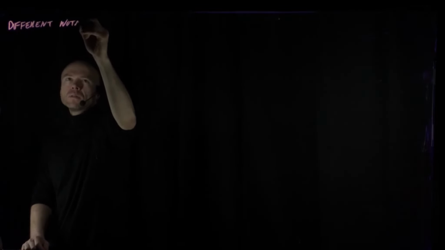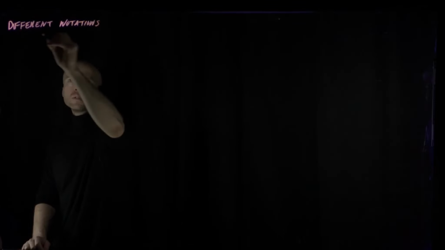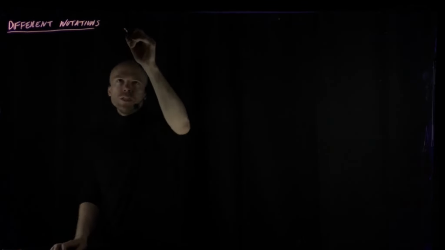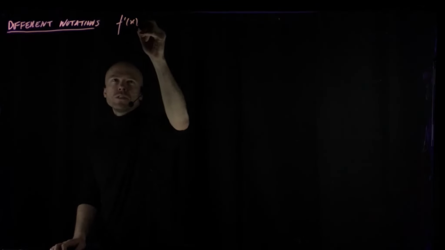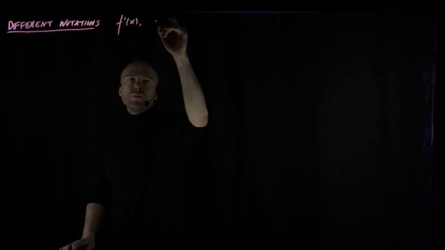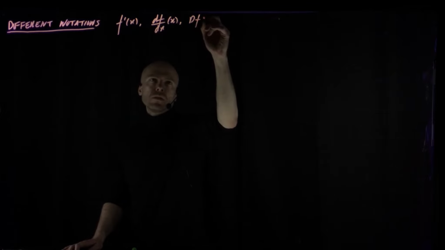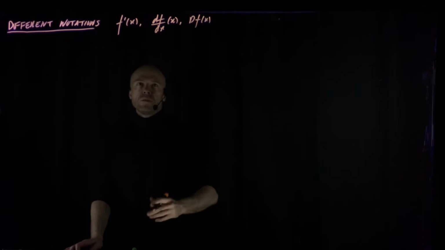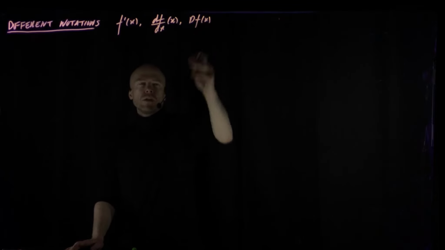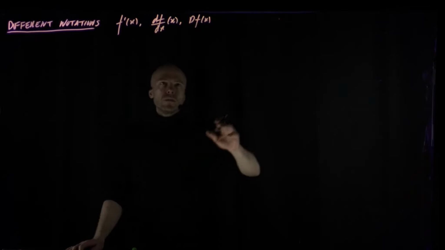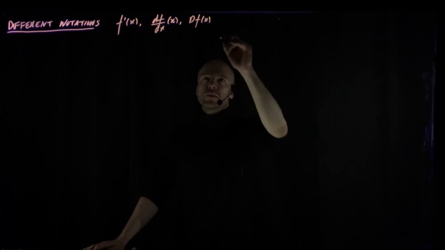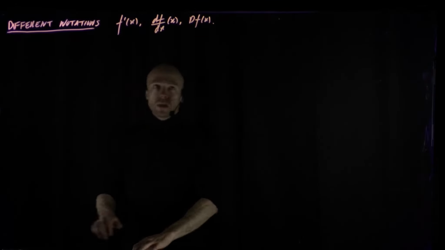Okay, different notations. So Newton's notation for the derivative of a function is this thing, right? Sometimes you'll see this. And sometimes you'll see this. And they all mean exactly the same thing. This is more like Leibniz notation. This is a kind of version of Leibniz notation. They're identical, so don't get hung up if you see these different things. They're completely identical things.